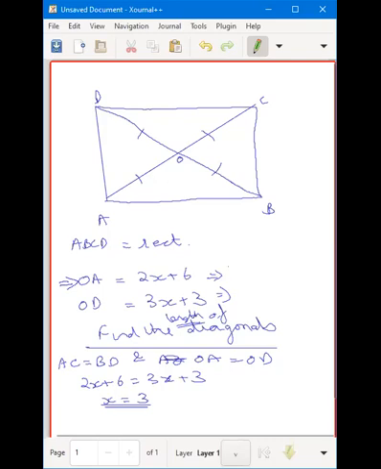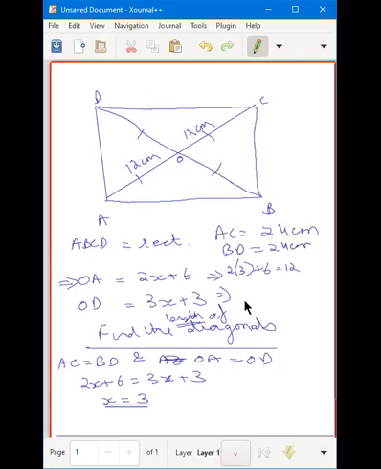So 2 into 3 plus 6, right? That is 6 plus 6, which is 12. OA equals 12, so I'll have 12 centimeters here and 12 centimeters here. So what will the diagonal AC become? AC is equal to 12 centimeters plus 12 centimeters. That is 24 centimeters, which is also equal to BD.